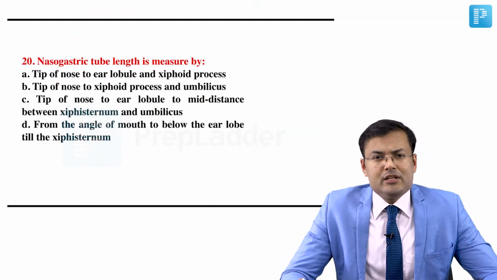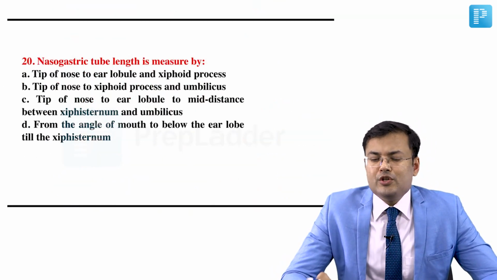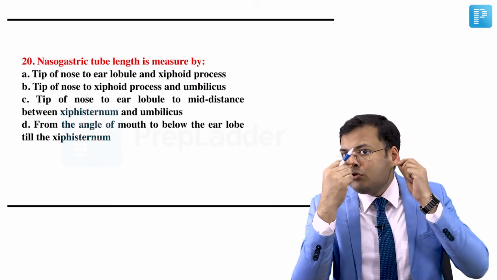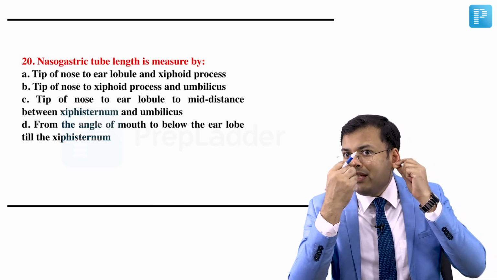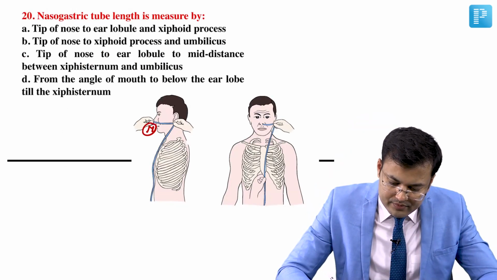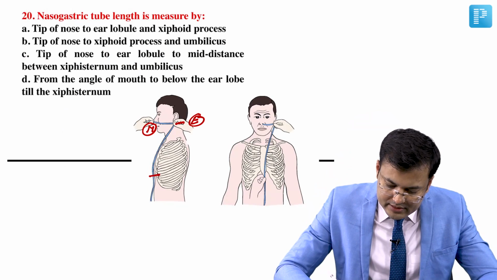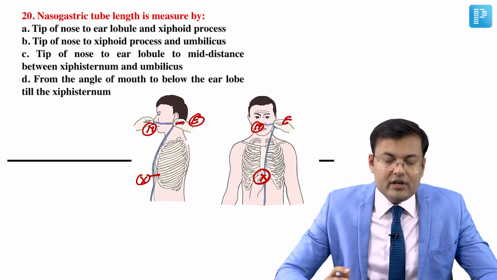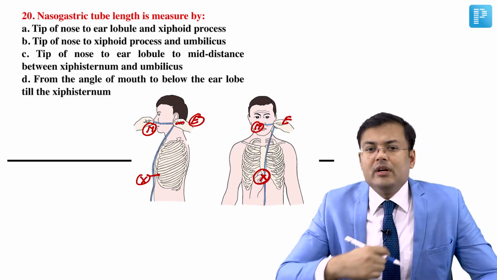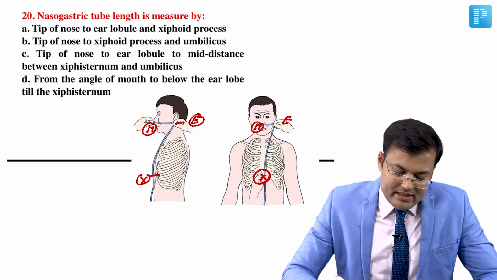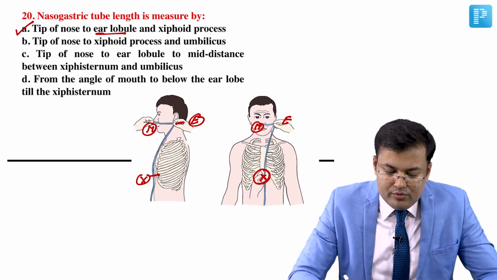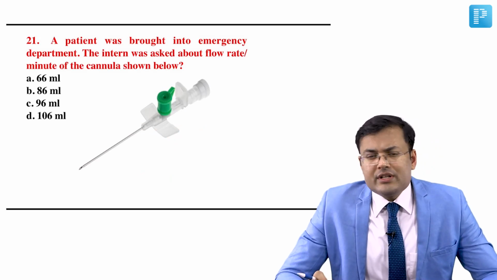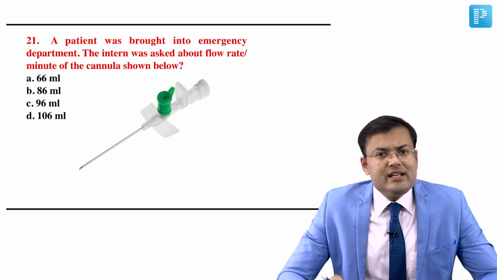Question number 20 is a repeat question. It was asked in AIIMS. Nasogastric tube length is measured by? So how do we measure? From the tip of the nose to the ear lobule to the xiphoid process. So NEX. You can see this is the nose, this is the ear lobule, and this is what? Xiphoid process. So nose, ear lobule, xiphoid process. This is how we measure the nasogastric tube length. The correct answer is A.